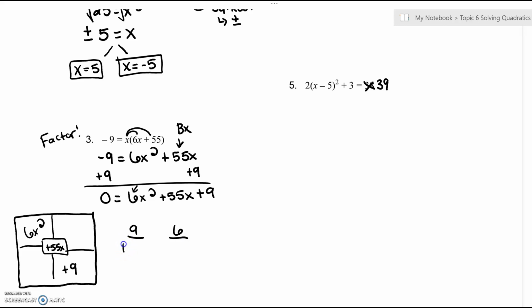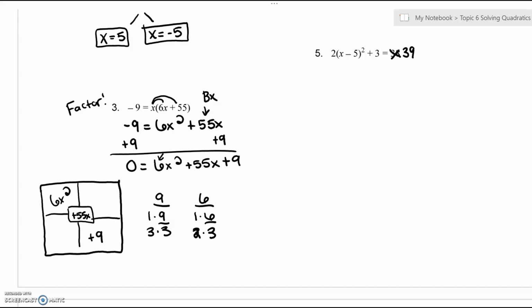So my factors of 9 are 1 times 9 and 3 times 3. My factors of 6 are 1 times 6 and 2 times 3. And we're looking for 55. So I have to multiply two pretty big numbers to try to get to 55. So my first instinct is to think, okay, well, what happens when I multiply 9 and 6? Because I need a big number to get close to 55. So I'm going to try these.